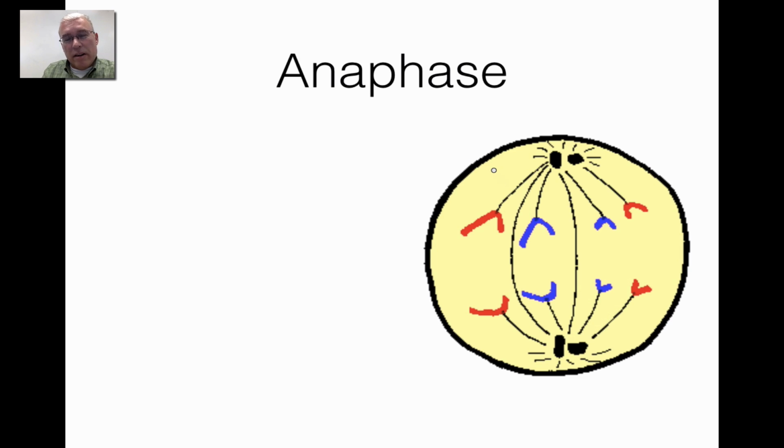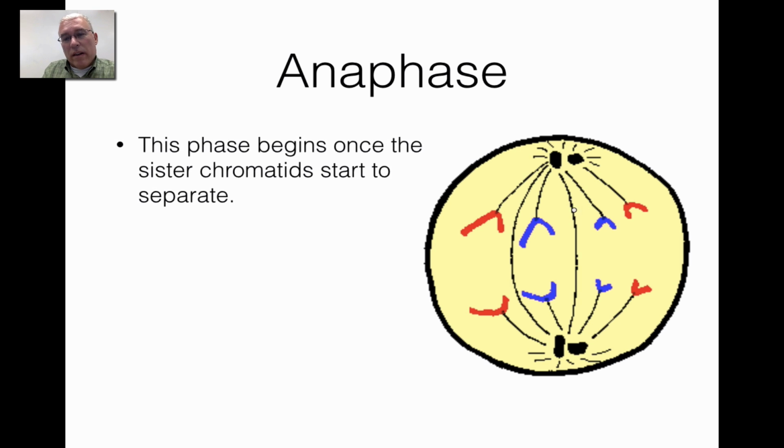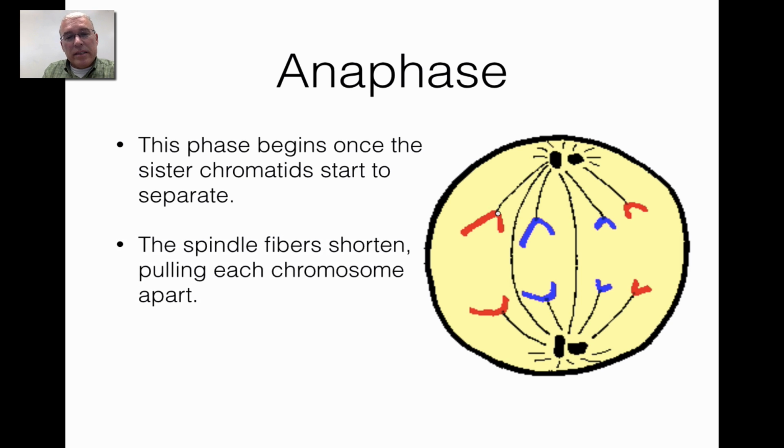Now the next stage of mitosis is called anaphase. And anaphase is where the sister chromatids are going to be pulled away from each other. And this happens as the spindle fibers get shorter. So remember, each chromosome, this red chromatid here and this red chromatid here, which were once connected as a single chromosome, but the spindle fibers attached to each side have pulled them apart.